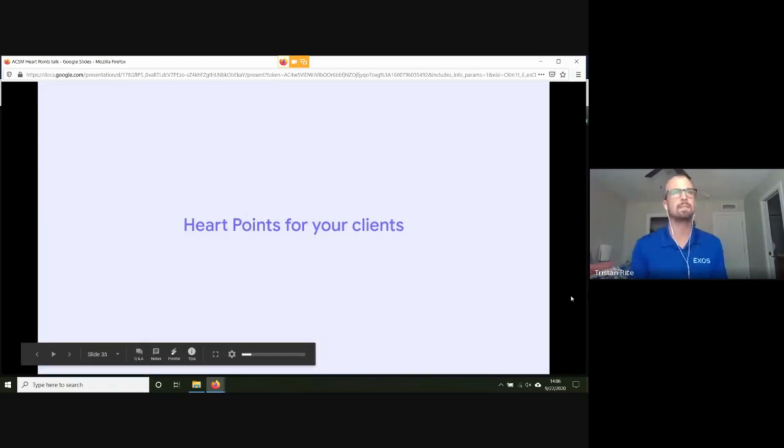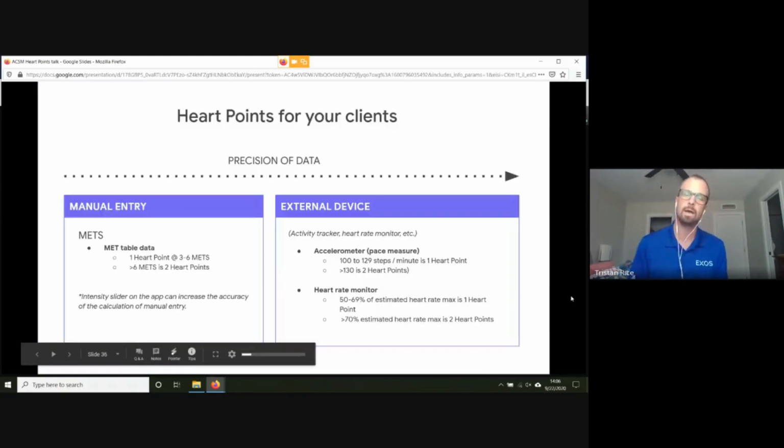Because remember, if we think about heart points and using heart points for clients, there are different ways that we can track those. We can do that either manually or with some sort of external device. Manually could be using a MET table to estimate the metabolic equivalent of the work that they had done, where 1 heart point would be given for an activity which has a MET equivalent of 3 to 6, whereas anything that has a MET equivalent of greater than 6, you would get 2 heart points.